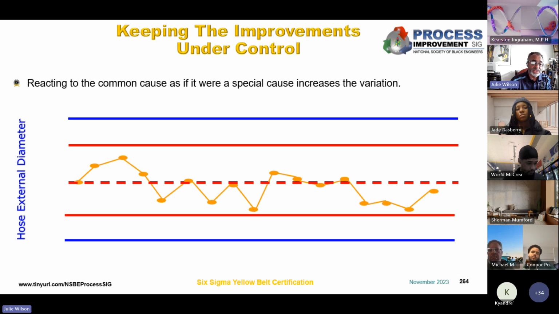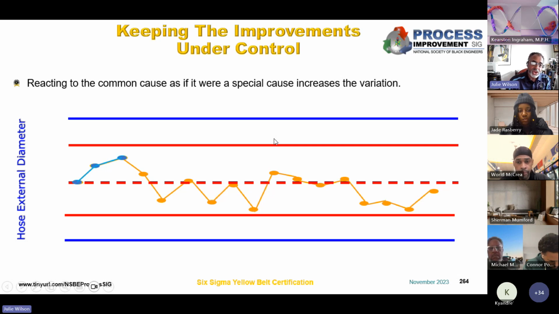So this is our process. This orange line here is the data from our process on a day-to-day basis if we just let it run its course, all right? So we're measuring hose external diameter. The control limits are the red lines. The specification limits are the blue lines. So we have to always stay within specs. And what we're seeing right now is the process is between the red lines. So we're in control.